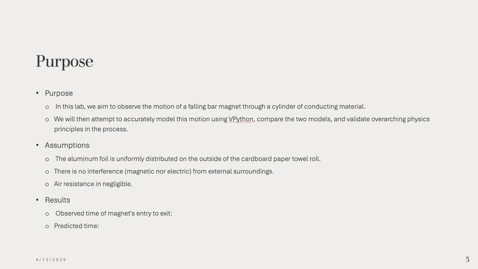So the purpose of this lab is to observe and model the motion of a falling bar magnet through a cylinder of conducting aluminum foil, and then compare the computational and experimental models. I'll let you read the assumptions and results.